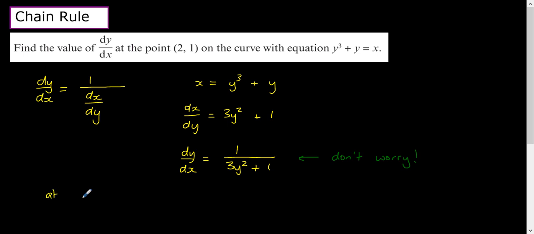So at the point (2, 1), y is 1, isn't it? That's the y coordinate. So we can say dy by dx is 1 over 3 times 1 squared plus 1, which is 1 over 4. So we still have the gradient of the tangent at that point. We just use y instead of x.